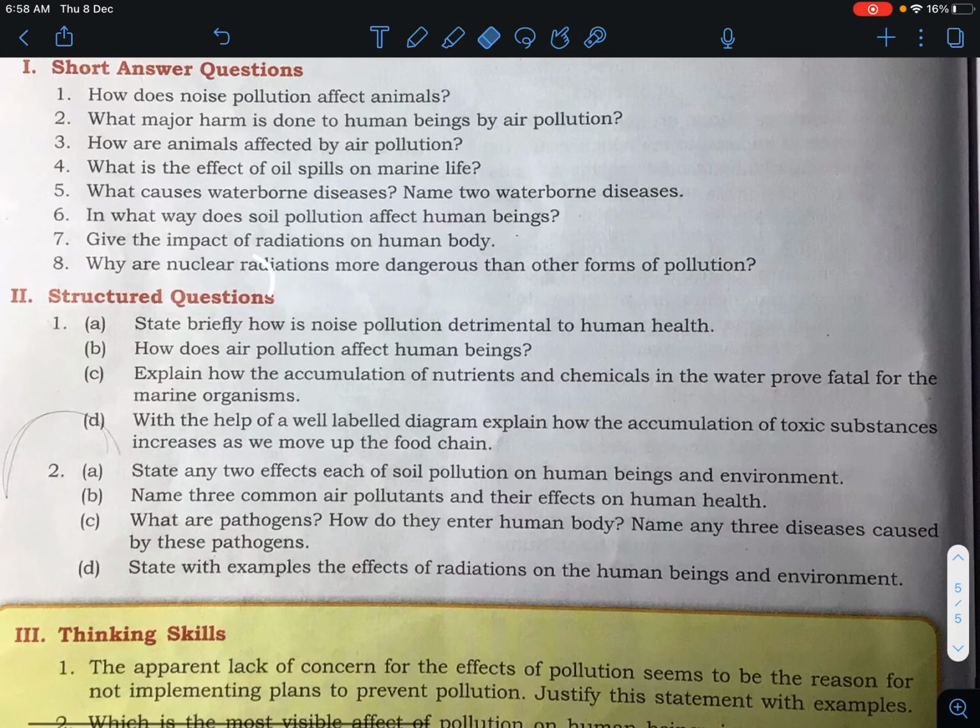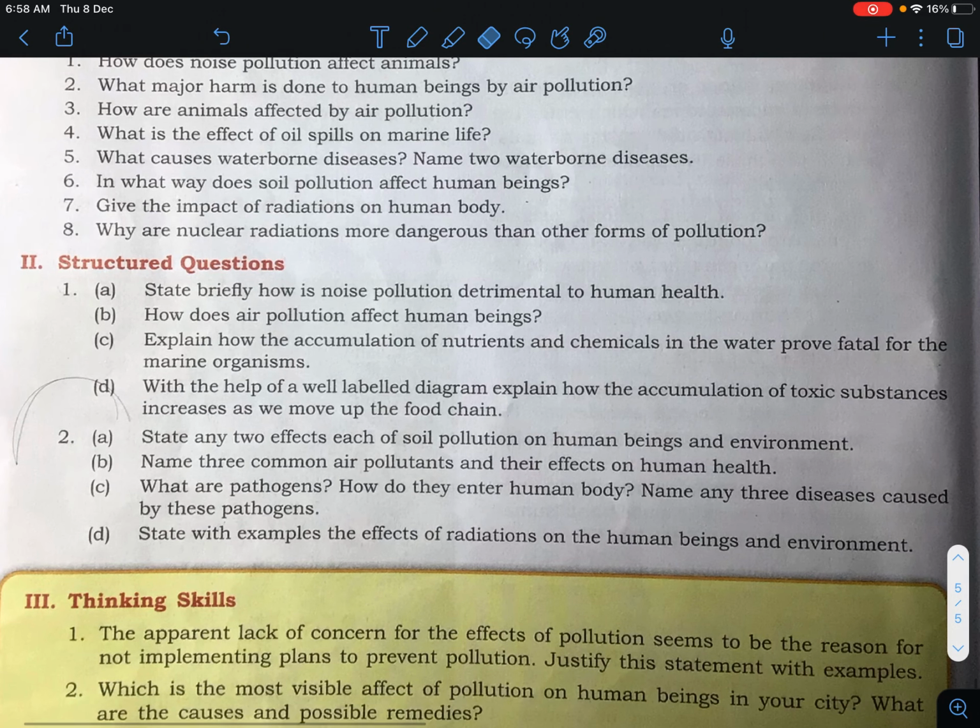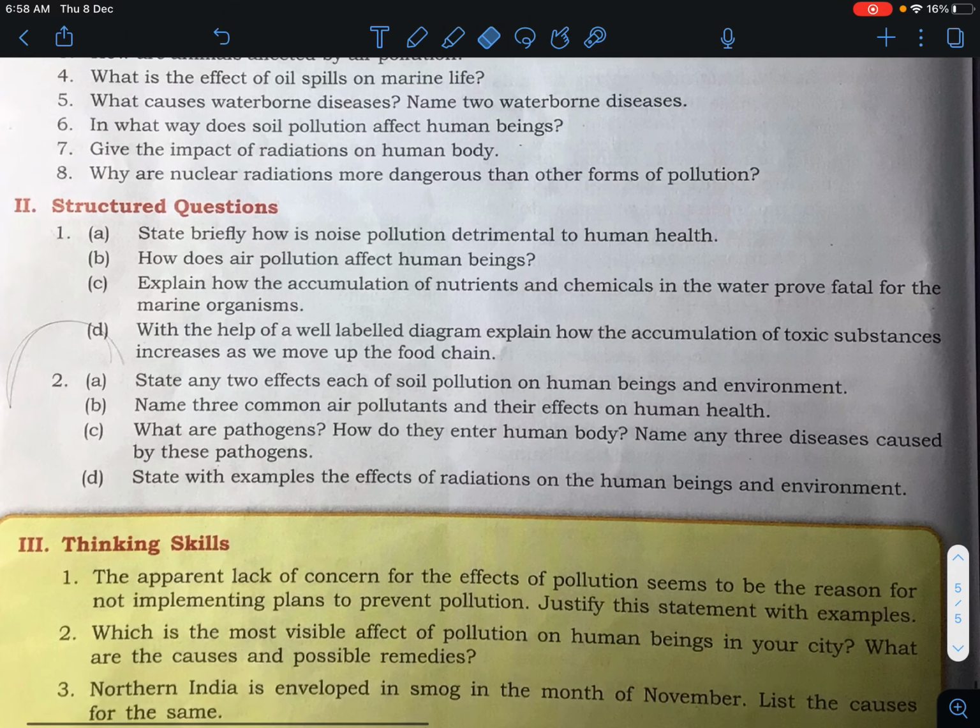Now to the structured questions. First one is related to noise pollution: state briefly how noise pollution is detrimental, that is harmful, to health. About air pollution, about the accumulation of nutrients and chemicals, with the help of a diagram you have to explain the accumulation of toxic substances increasing up the food chain, and we have to state two effects of soil pollution on human beings and the environment.